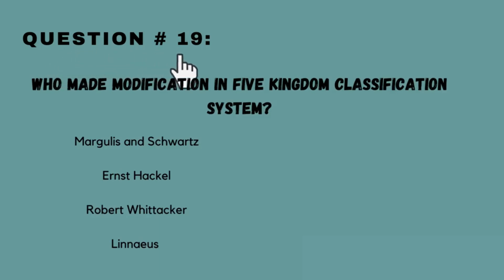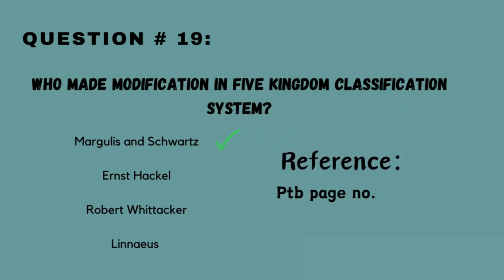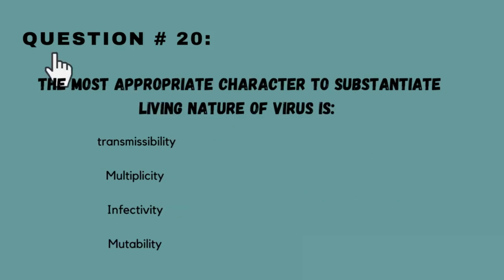Question number 19. Who made modification in 5 kingdom classification system? This question is from PTB. Correct answer is A, Margulis and Schwartz.